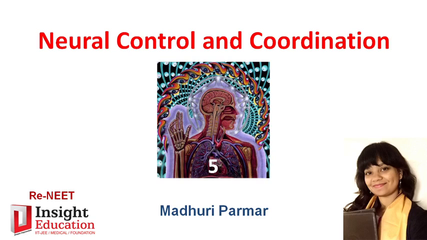Hi everyone. This is your fifth lecture for the chapter Neural Control and Coordination. In the last class, we completed the anatomy portion of the chapter of your syllabus. Today, we will be talking about nerve impulse conduction, how the signals are actually moving in the neurons in your nervous system. So let us begin.